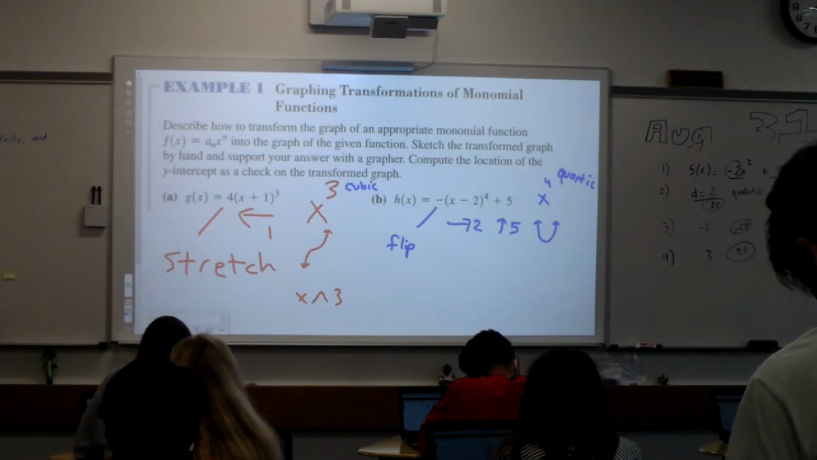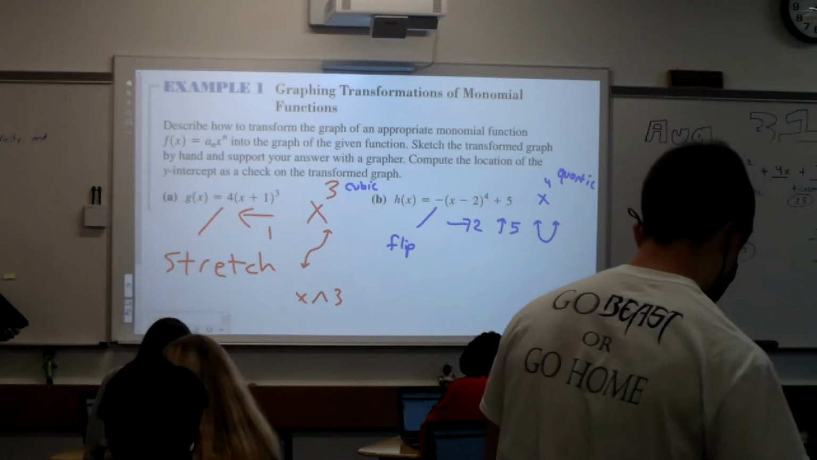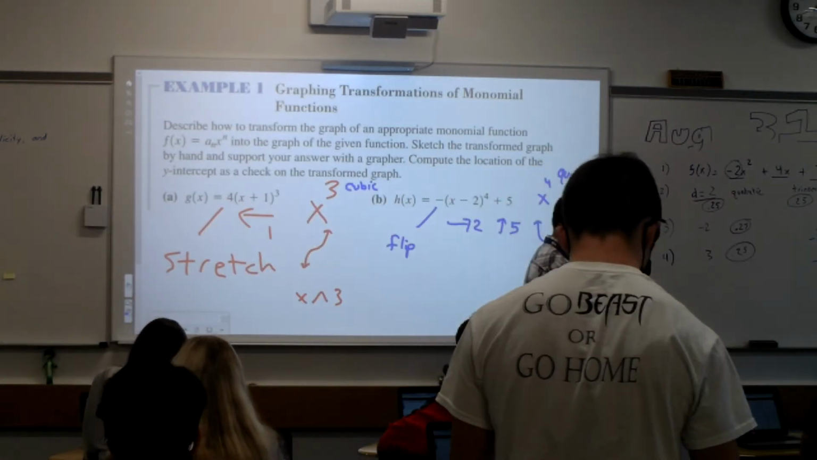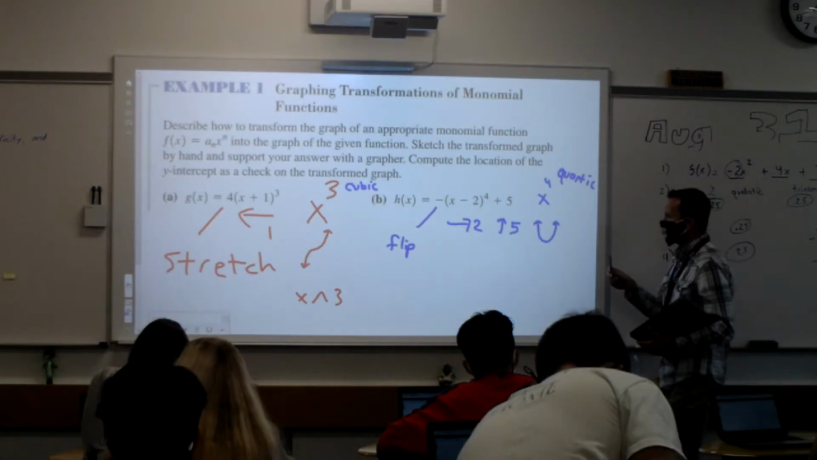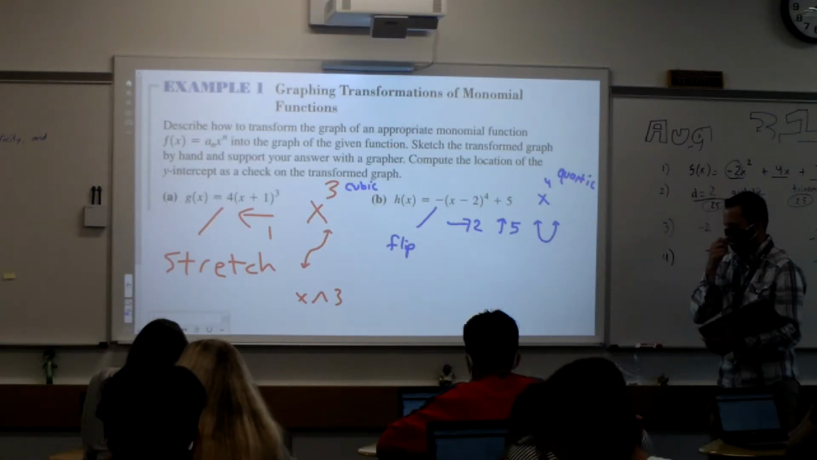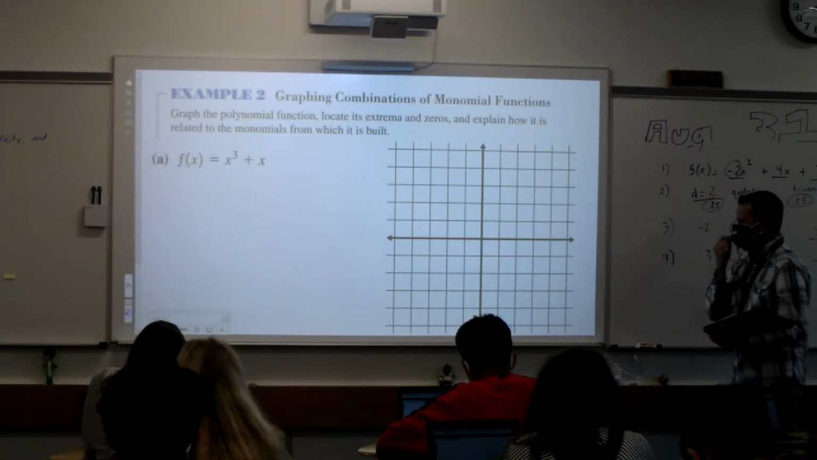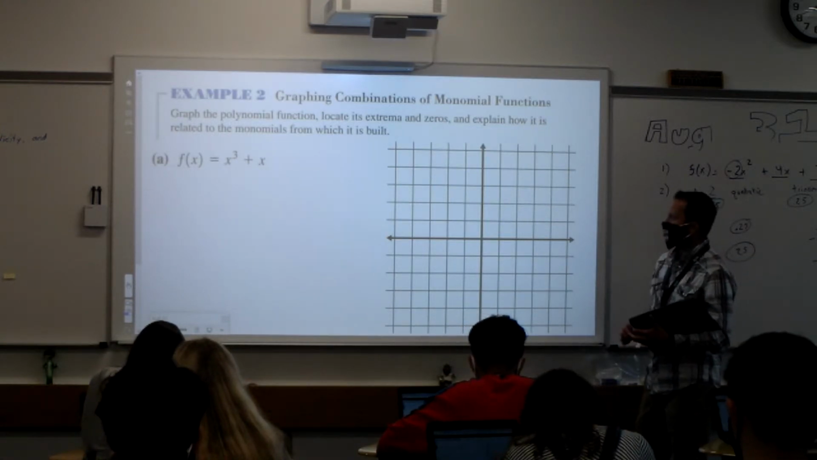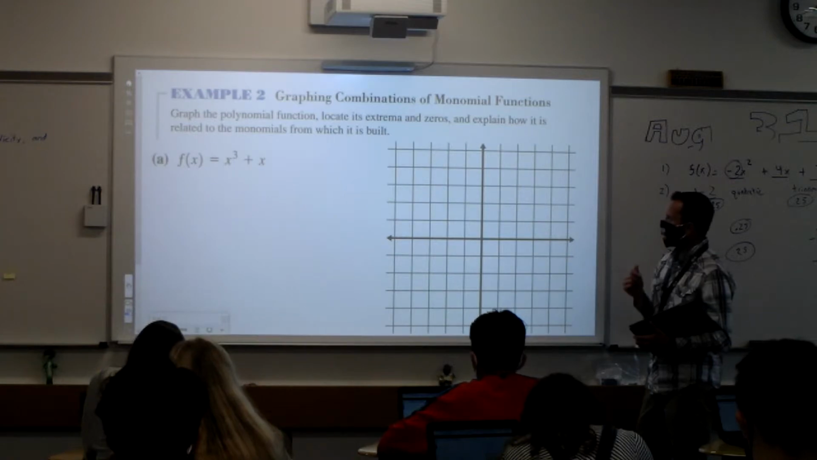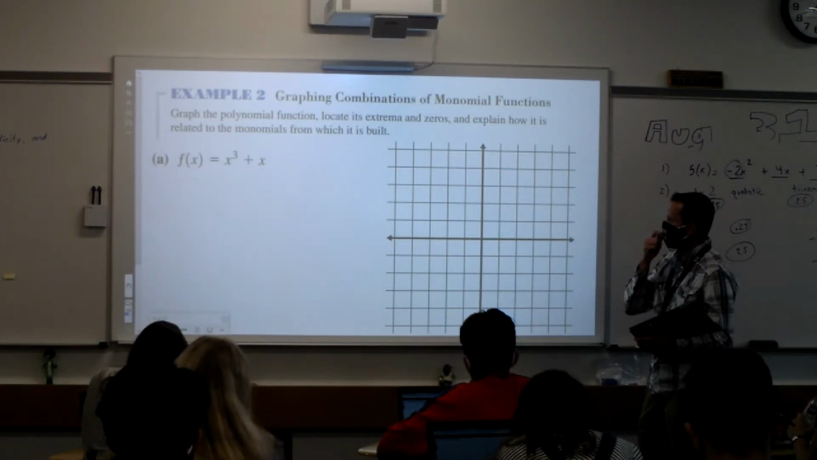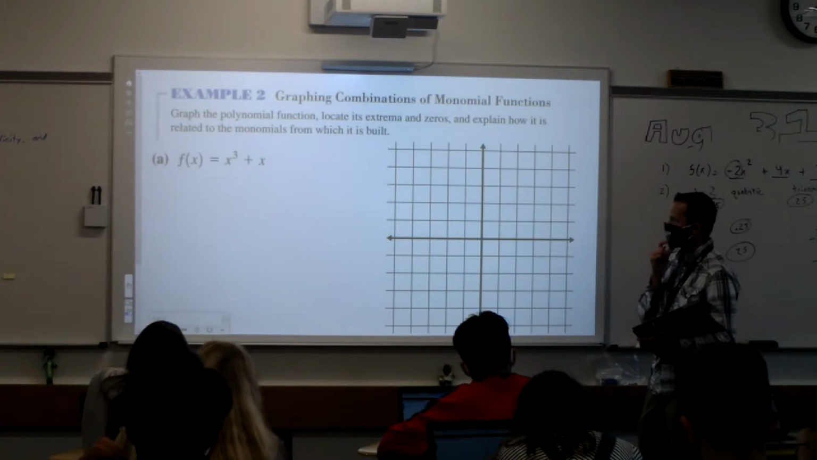Alright, let's keep on rolling here. So we're going to do a lot of practice using Desmos or the graphing calculator, because when we're getting to these, we're not used to seeing these as much. So Desmos can be our friend in helping us out here, okay? Alright, so let's look at this. Graph the polynomial function, locate its extrema and zeros, and explain how it is related to the monomials from which it was built.